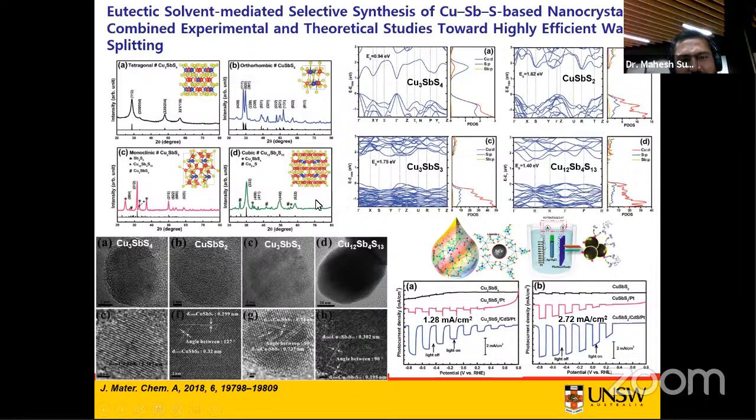So in our next studies, we focused on only two phases of copper antimony sulfide nanocrystals, which are Cu3SbS4 and CuSbS2. We carried out different characterizations, and we studied their application in solar hydrogen production.